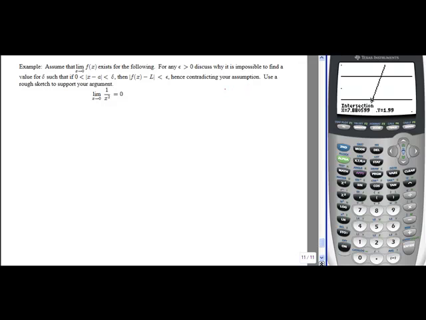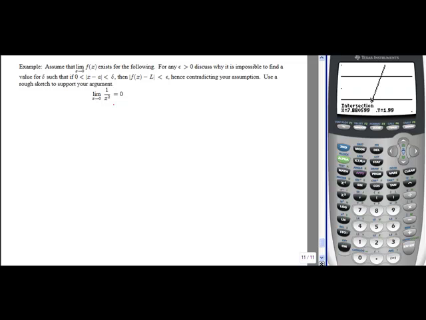So again, the idea here is that we're going to try to disprove this proposed limit. This is kind of like that other one that we did that was a contradiction. So here we're proposing that the limit as x approaches 0 of 1 over x squared is equal to 0. And we're going to see why that is not possible.